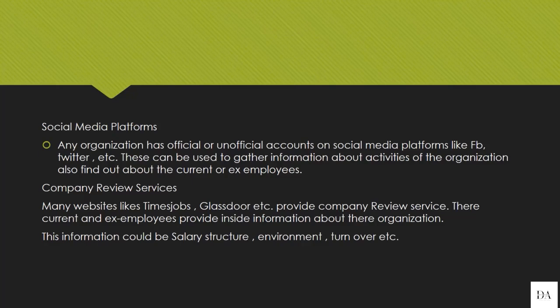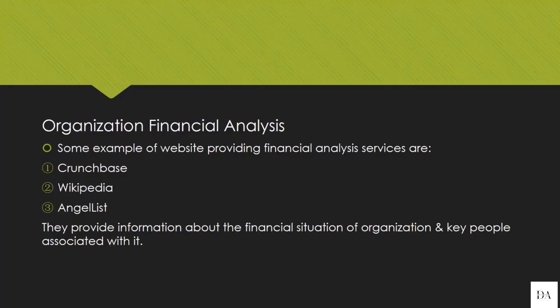These reviews might also contain the salary structure, the environment of the company, and maybe the turnover. The third one is organization financial analysis. There are a few websites via which you can get to know about the financial planning, what mergers the company had in the past, and about the current and ex-employees of that company. Here is a very small list where you can get to know about the financial analysis of a company. First is Crunchbase, then Wikipedia and AngelList. These provide information about the financial situation of the organization and the key people associated with it.